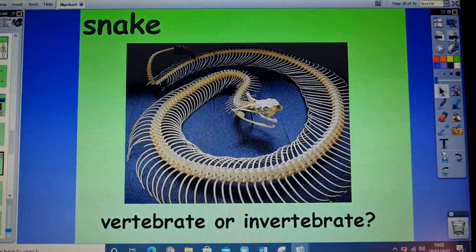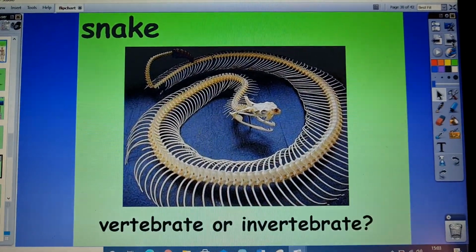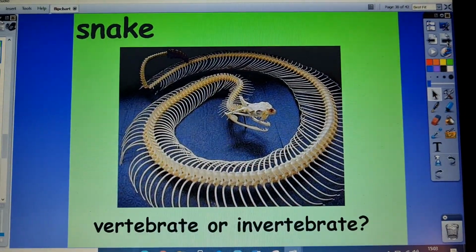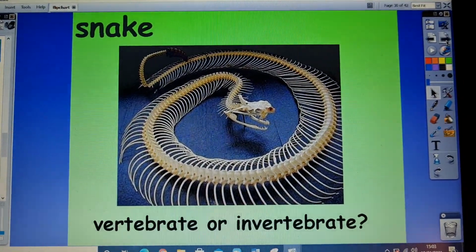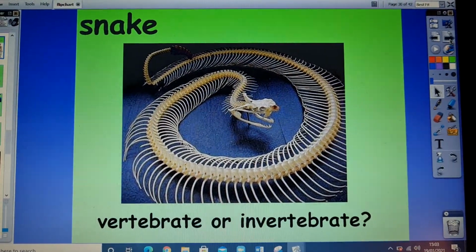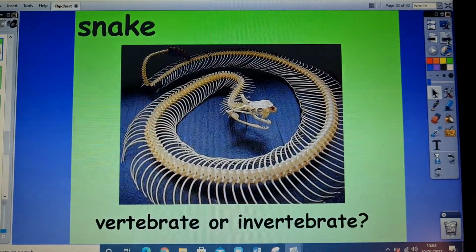So next we've got a snake. So is a snake a vertebrate or an invertebrate? Well done, it's a vertebrate because it has a skeleton, and that's what a snake skeleton looks like. Look at all of those ribs on the spine.